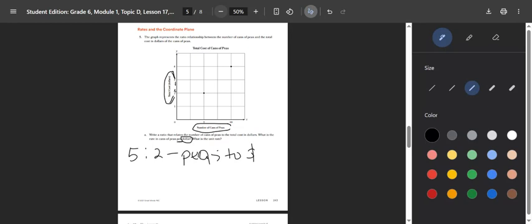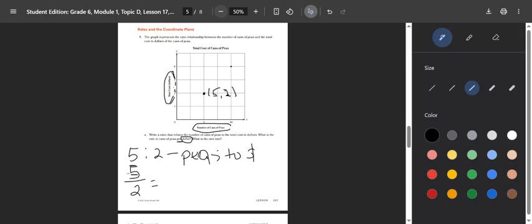So I want the number of dollars to be 1. All right, so here's my 5 to 2. If you can see that this point right here is 5 cans at $2. I want the number of dollars to be 1, so that's going to be in my denominator. So my division problem is going to be 5 divided by 2. And 5 divided by 2 is 5 halves.